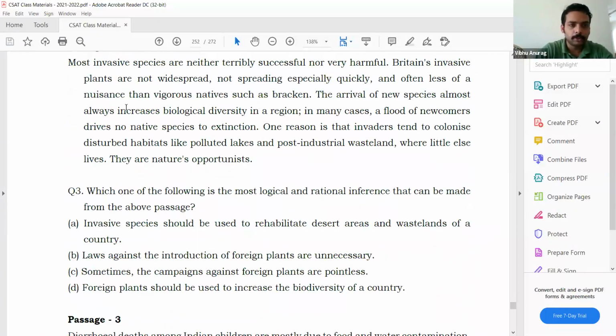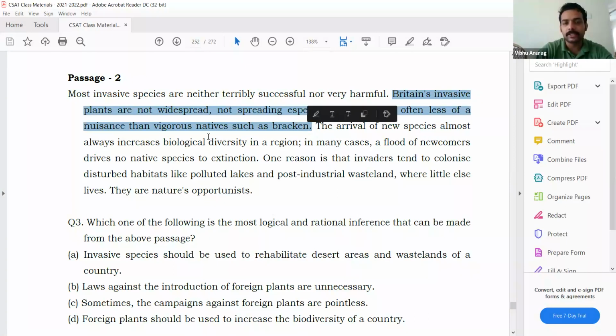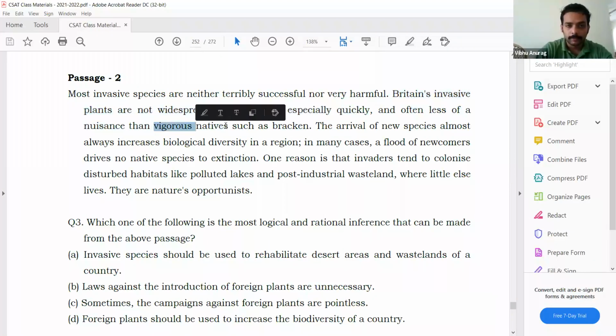Now, passage 2. It says most invasive species are neither terribly successful nor very harmful. Britain's invasive plants are not widespread, not spreading especially quickly, and often less of a nuisance than vigorous natives such as bracken. Vigorous means strong. So he is basically saying that these invasive plants are not causing much damage. They are not widespread. They don't spread quickly, and they are not a nuisance. They are a smaller nuisance compared to the local varieties.